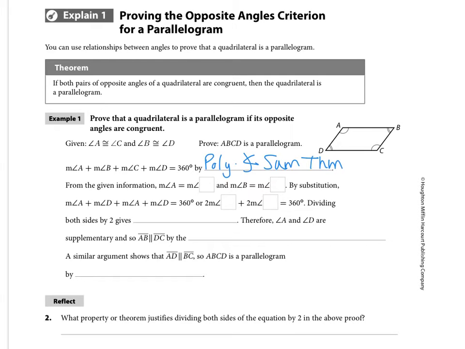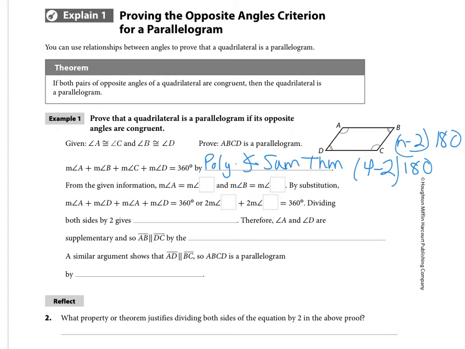And just a reminder, that's our n minus 2 times 180 theorem, remember? The number of sides minus 2 times 180, so in this case 4 minus 2, because it's a quadrilateral, times 180 is in fact going to give us 360. So we can say that that's true.